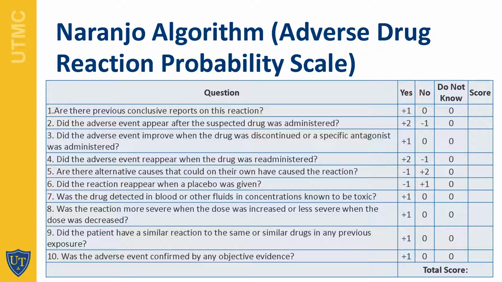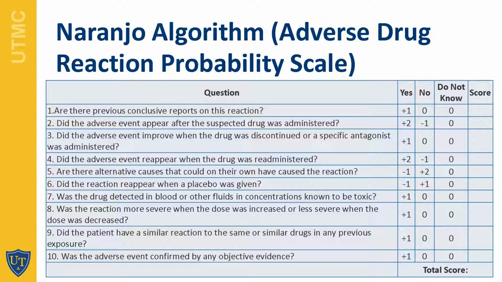So previous reports on the same reaction that you're seeing, did the adverse event appear after you gave the suspected drug? Did the adverse event improve when the drug was stopped or an antagonist was administered? Did the event reappear when the drug was readministered? And as you can see, all of these questions are really weighted. So re-challenging a patient is one of the best ways we know that that was the offending agent and something causing drug-induced liver injury. So that question is weighted more and given more points on the scale.